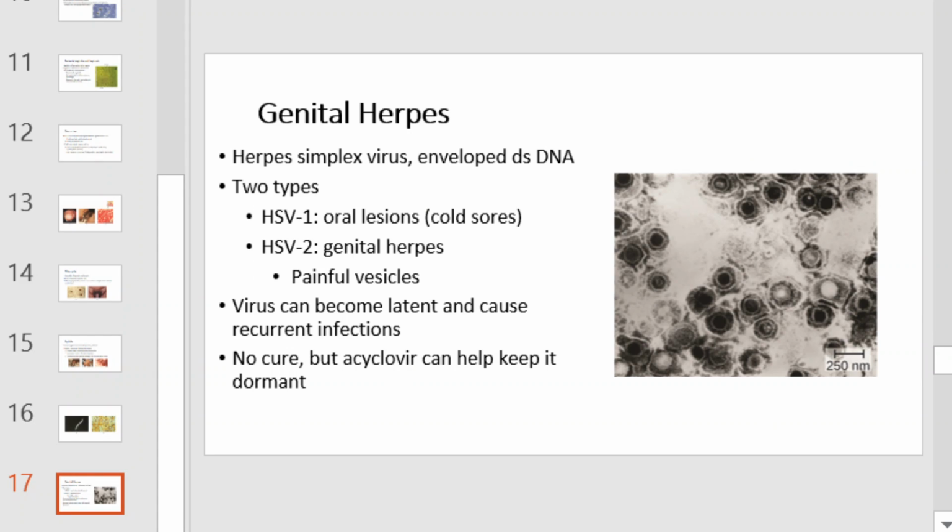Genital herpes. Herpes simplex virus is an enveloped DNA virus. There are 2 types, HSV1 and HSV2. HSV1 causes the oral lesions known as cold sores, while HSV2 is genital herpes. Genital herpes can cause painful vesicles or lesions to form on the genitalia. The virus can become latent and cause recurring infections throughout a person's life. There is no cure, but acyclovir can help keep it dormant.